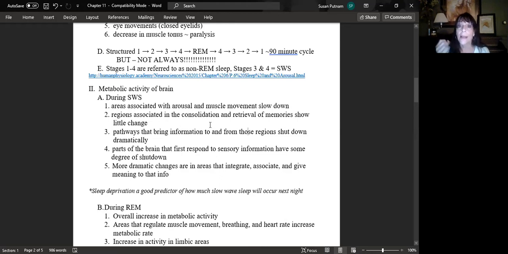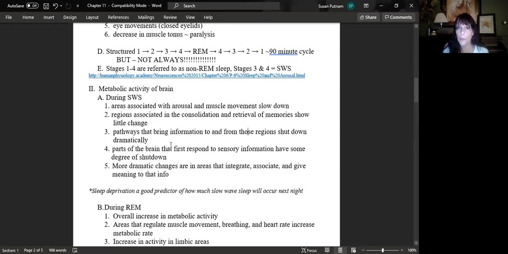Regions associated in the consolidation and retrieval of memories show little change. Now, remember some of those areas, the hippocampus being that primary brain structure where information is taken, long-term potentiation occurs, and then that promotes storage of these memories in your cortex, and then that can also come back the other way from the cortex back and be brought into working memory, and so forth.